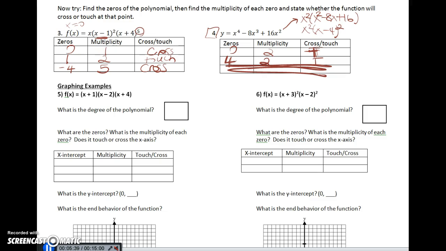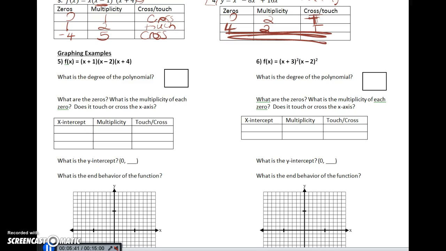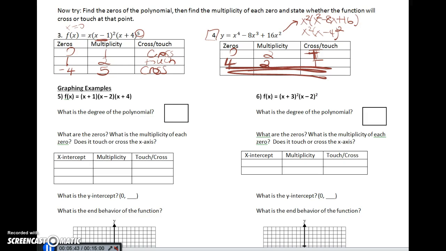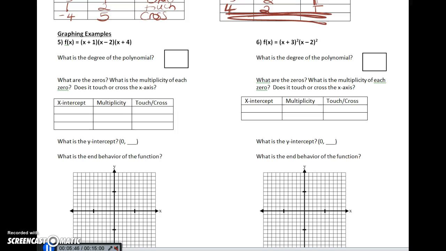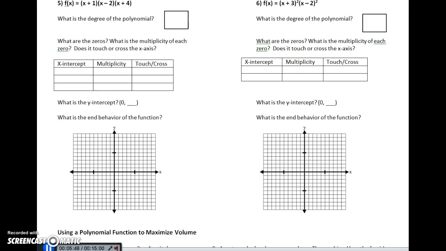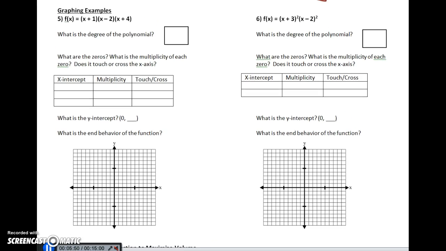So now that we've explored a little bit about what the multiplicity means and how the graph behaves, let's go ahead and graph a couple. So this first one's in factored form for us, which is nice. So we want to figure out a few things. We want to think about the end behavior, the y-intercept, and the multiplicity, and then we'll just sketch the graph based off of it. It doesn't have to be perfect, we just want to get the main characteristics of the polynomial.